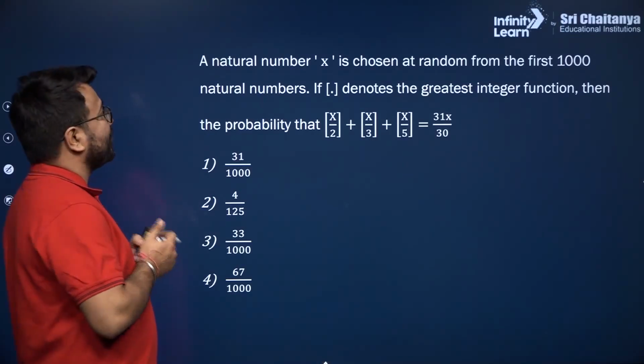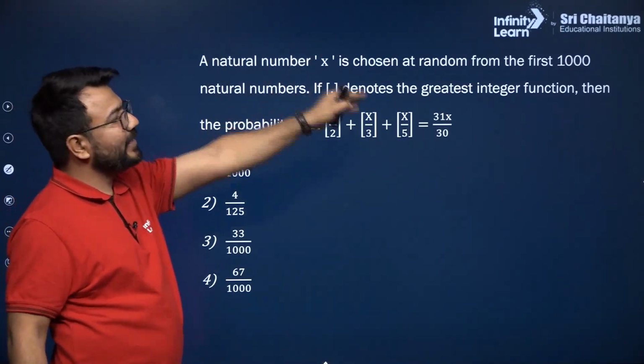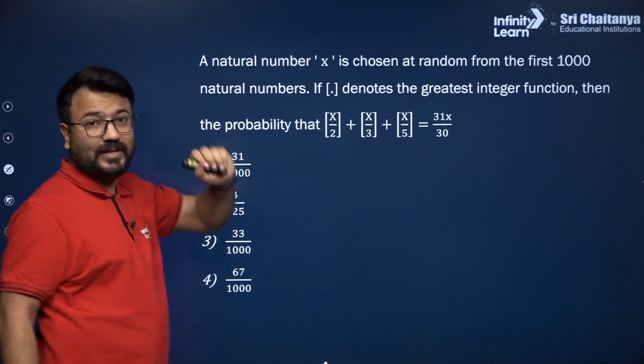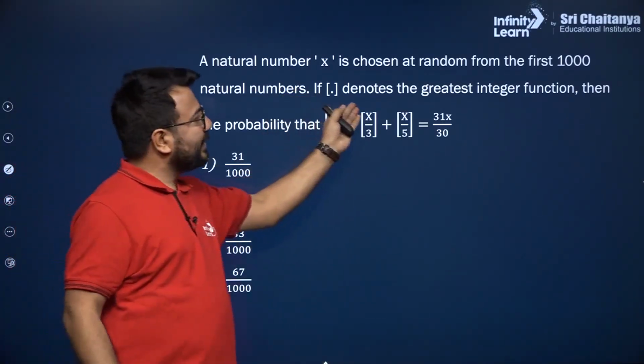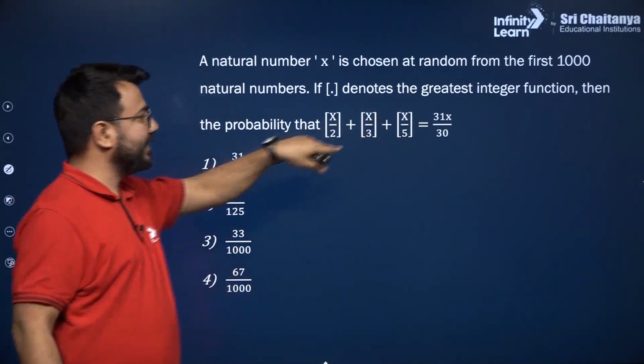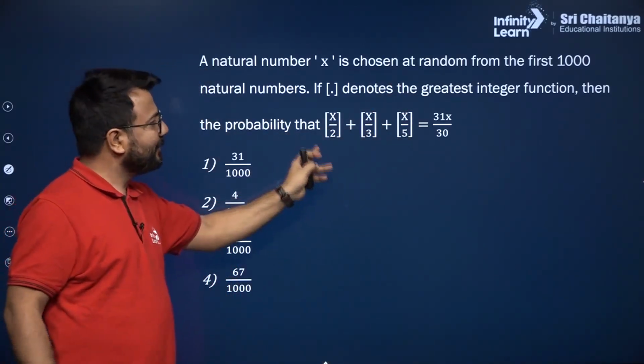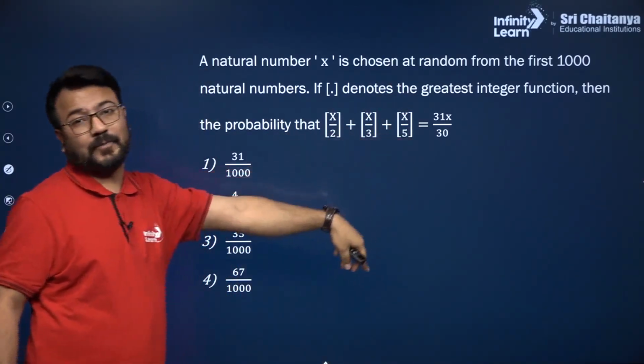Moving ahead to the next illustration: the natural number x is chosen at random from the first 1000 natural numbers. So the value of x can have 1000 possibilities. The brackets denote the greatest integer function. Then the probability of this being equal to 31x upon 30.